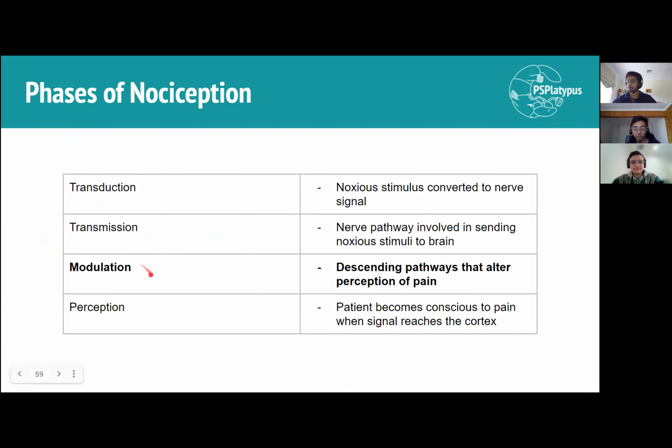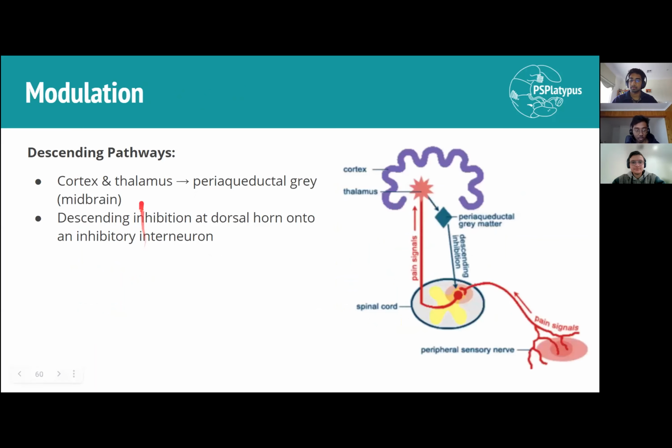So modulation. We talked about ascending pathways to the brain from receptors, but these are descending pathways that alter the perception of pain. The cortex and thalamus essentially can stimulate and send nerve impulses down to the periaqueductal gray, or PAG, which is found in the midbrain. Upon control from the thalamus and the cortex, this PAG sends descending inhibition down to the dorsal horn.